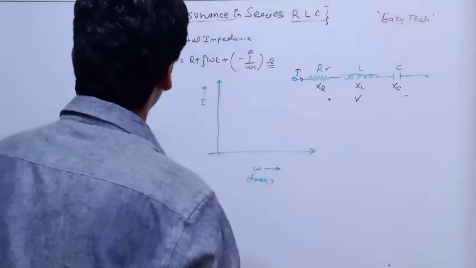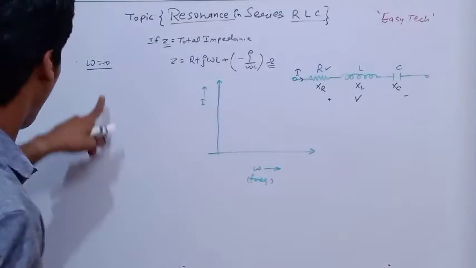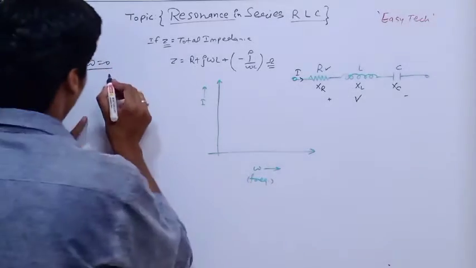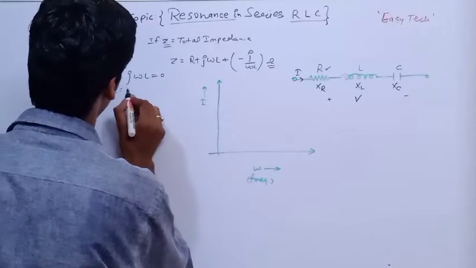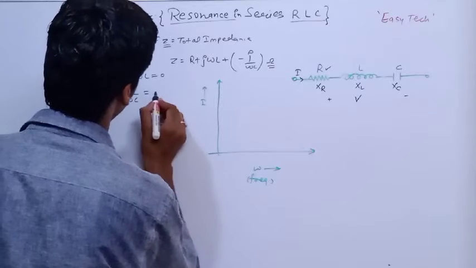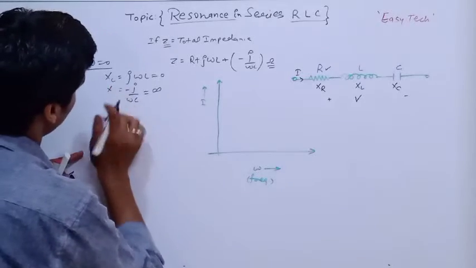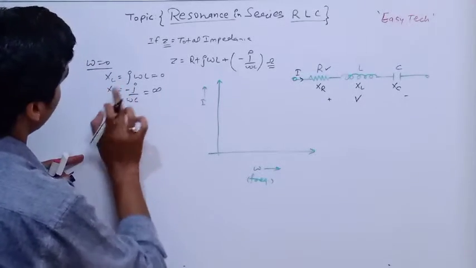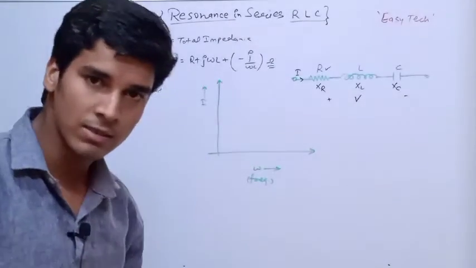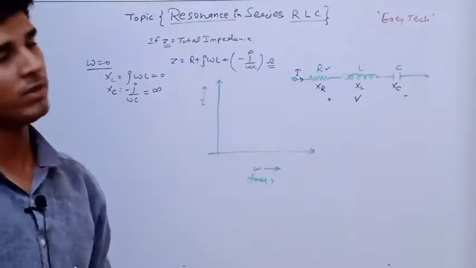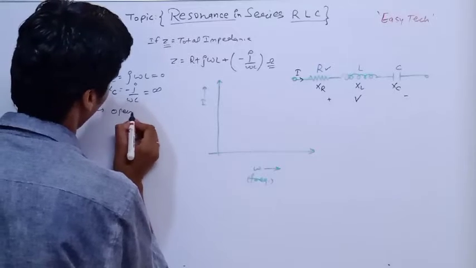Please let me know, if I make omega equal to 0, what happens? The value of XL, that is j omega L, becomes 0, and the value of XC, that is minus j upon omega C, becomes infinite. Why? Because if we put omega equal to 0 here, XC becomes infinite. Whenever XC becomes infinite, that means it is capacitive impedance, and impedance becoming infinite means it's an open circuit. The circuit will be an open circuit.